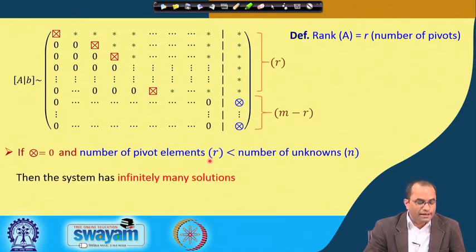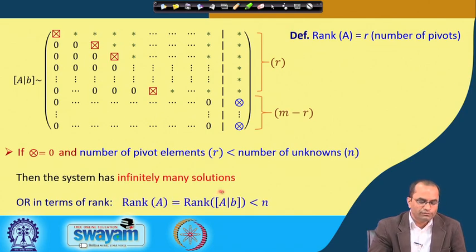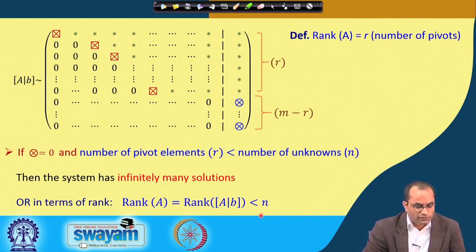In this case the system will have infinitely many solutions, and there we will introduce the concept of free variables and dependent variables, and then we can get the solution as well. I mean, we can generate those infinitely many solutions. Or in terms of the rank, the rank of A is equal to the rank of the augmented matrix for the consistency, but this rank is less than the number of unknowns. This is what we say about consistency in terms of the rank as well.